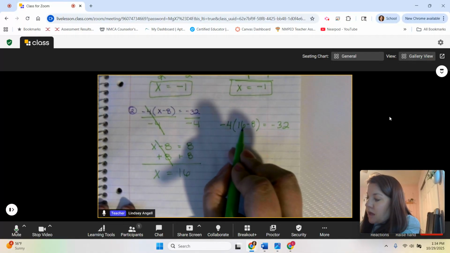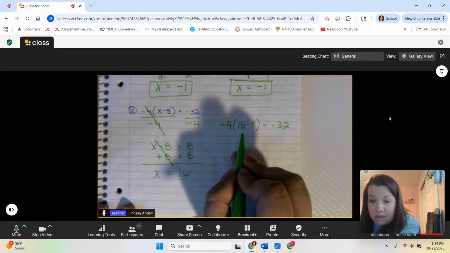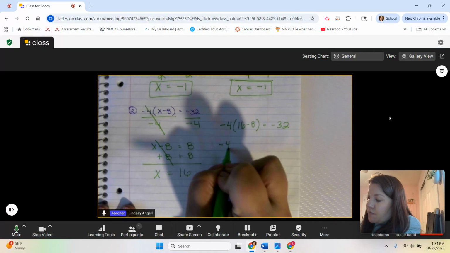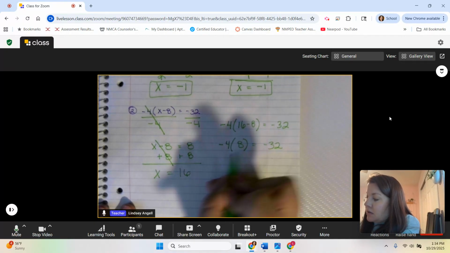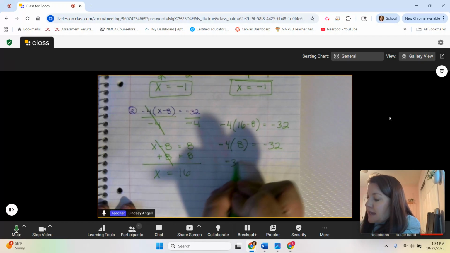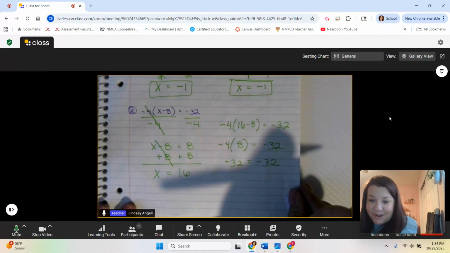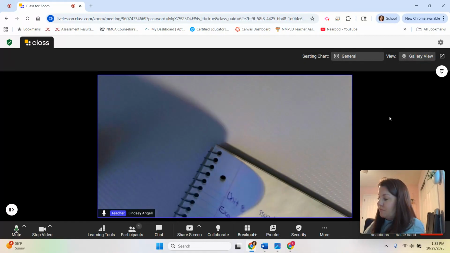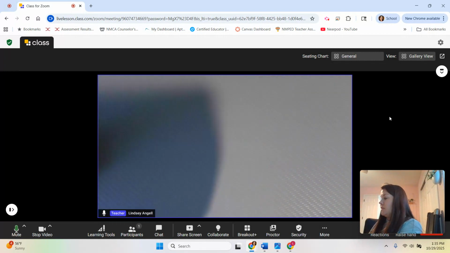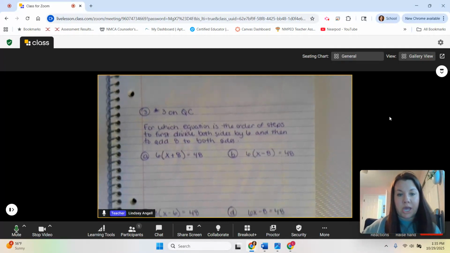I have to do 16 minus 8 first. I have to solve what's in my parentheses, right? So negative 4 times 8. Negative 4 times 8 is negative 32, and negative 32 does equal negative 32, so we're good to go. Got one more problem for you. This is number 3 that we're doing today, but also number 3 on your quick check.